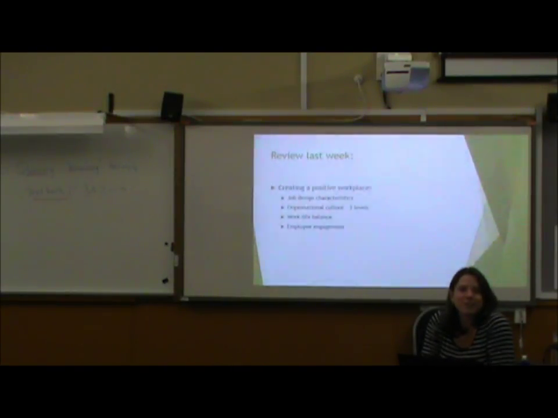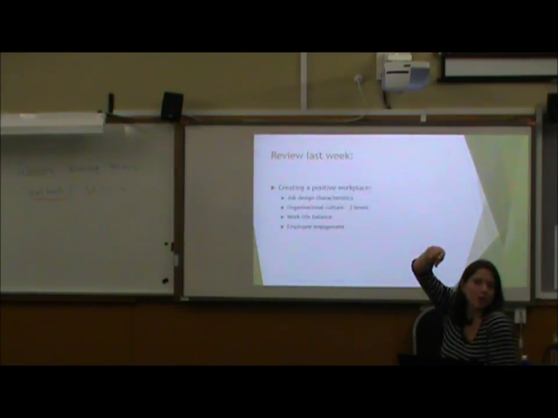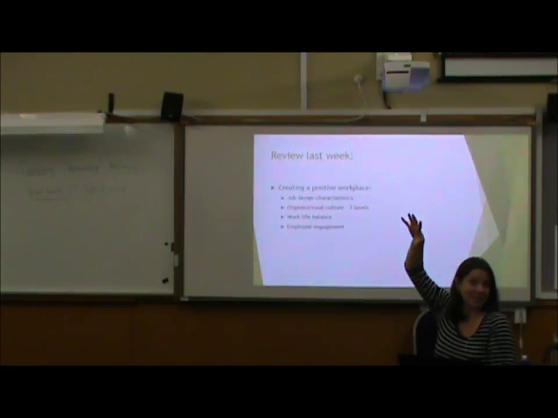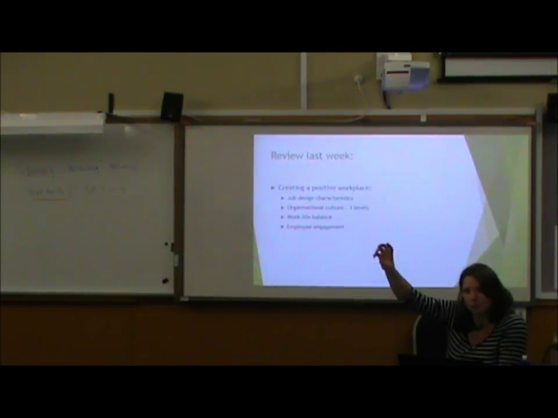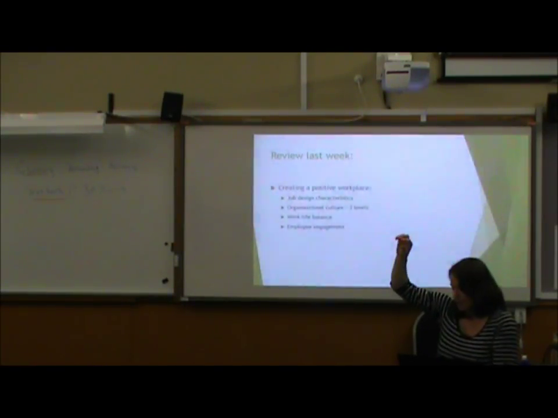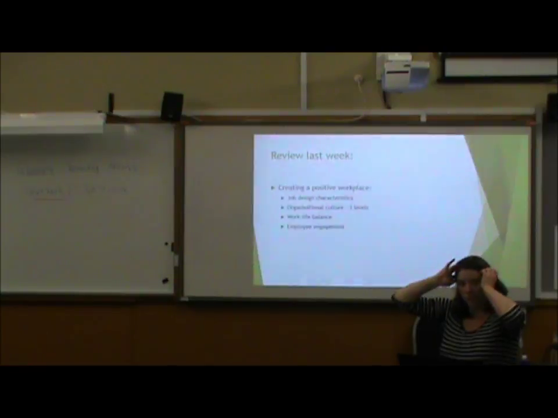What were the 3 levels of organisational culture? There was an iceberg, remember? With an iceberg, there's the visible part that's above the water, so there are the visible signs of culture. Those are the artefacts, they call them: symbols, logos, ceremonies, rites, rituals, slogans.